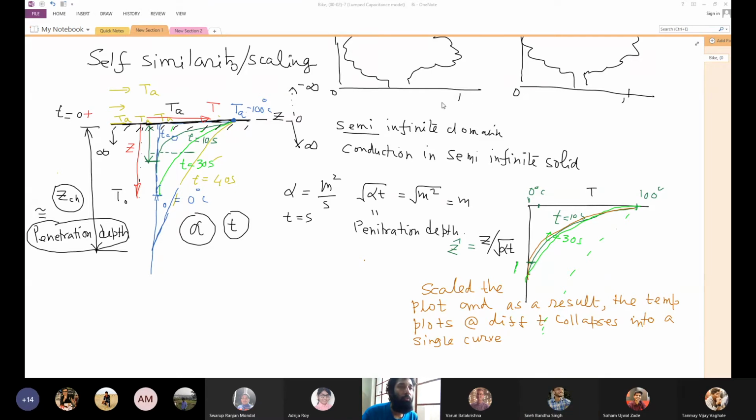Anyone else want to show? Advita Roy. Yes, sir. Show me the equation.